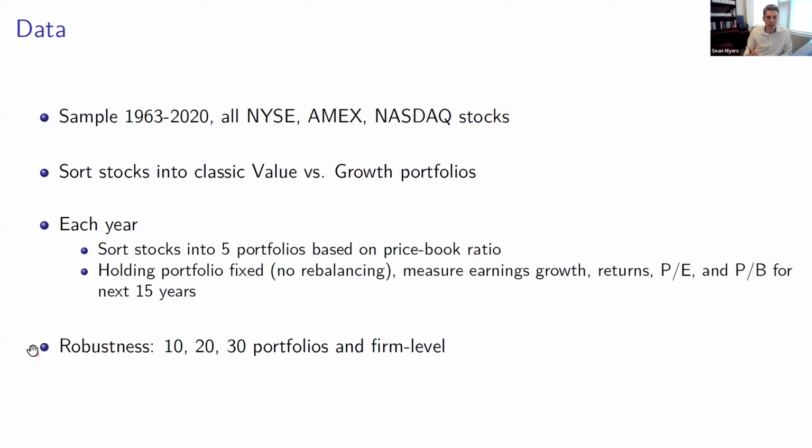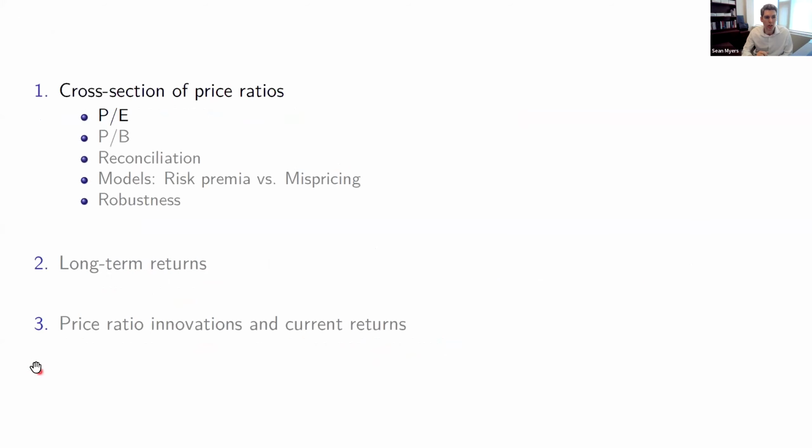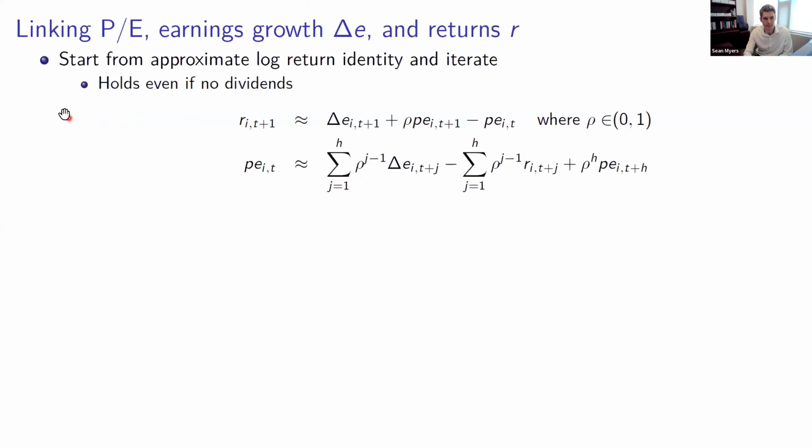In the paper, we do robustness checks with different numbers of portfolios. And today I'll discuss one specific check where we look at firm level variation instead of aggregating into portfolios. Okay, so just to jump in, I'll spend the majority of my time on this first exercise, decomposing cross-sectional differences in price ratios, then talk about long-term returns, and finally wrap up with some results on price ratio innovations and current realized returns. So for the cross-section of price ratios, let me just start with the price earnings ratio.